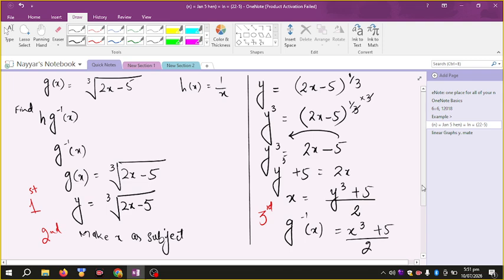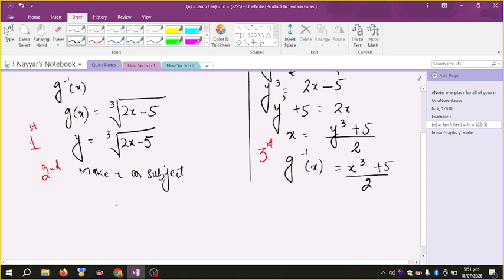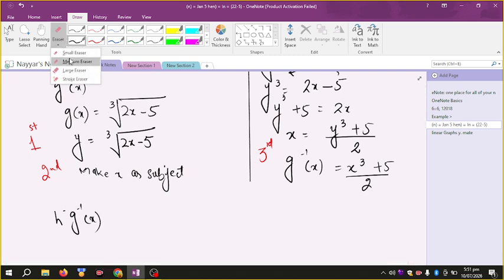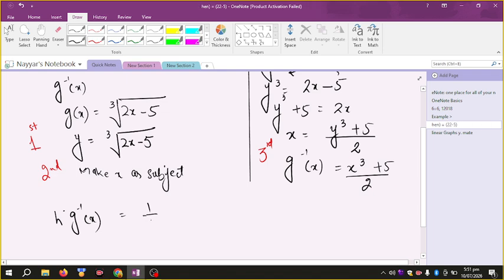What is the second step? As I told you, we have to find h of g inverse x. So in the h function, we are going to substitute the value of g inverse x. In place of this x, I am going to substitute the g inverse x value. So let's do it. What is the function? h of x is 1 over x. In place of x I'm going to substitute this value.